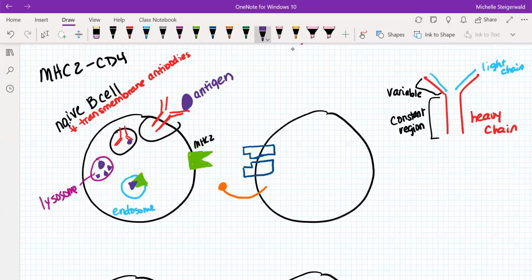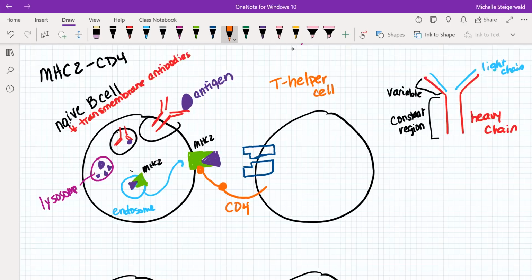Where it will bind to the MHC2 receptor here. It will exocytose that. And so now it has this antigen fragment that I can show off to the world. Now, if this happens to be a CD4 protein, meaning that this is a T helper cell, then the CD4 protein will be able to bind to that MHC2.